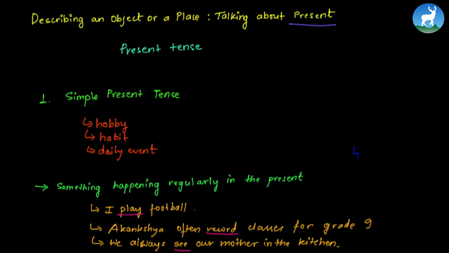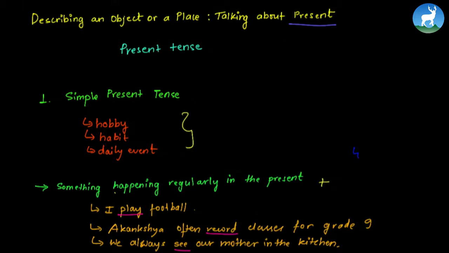The simple present tense basically goes with a hobby, a habit, or a daily event. It means something is happening regularly in the present. So for example, I play football. I play football today, I played football yesterday, and tomorrow I'm going to play it as well. I'm playing football these days. So I play football because it's happening regularly in the present.